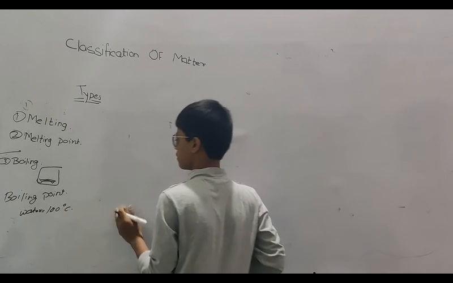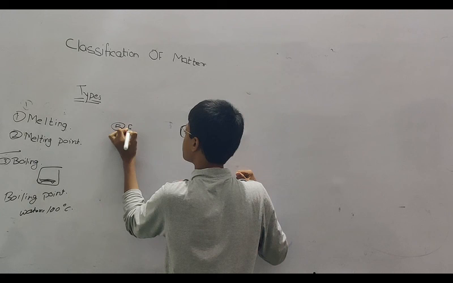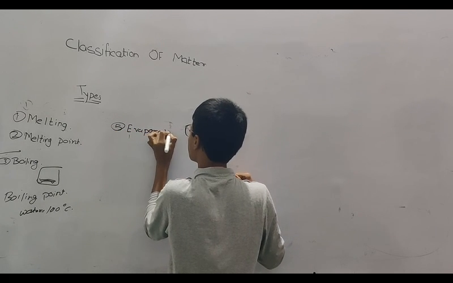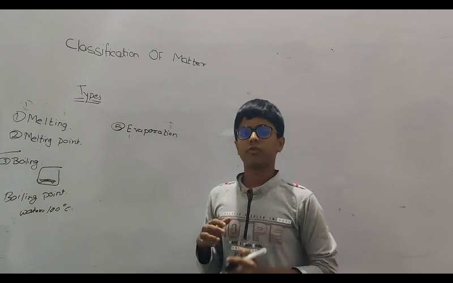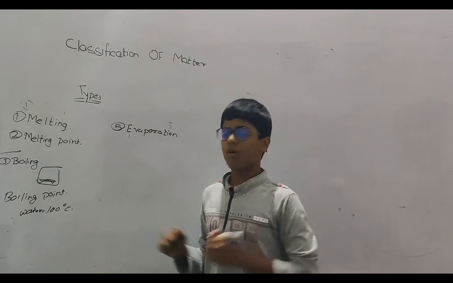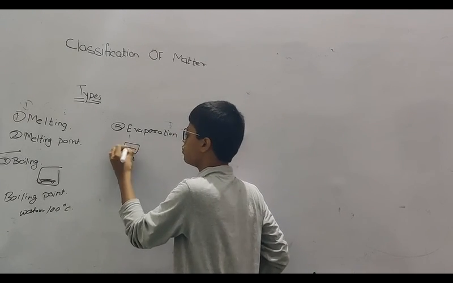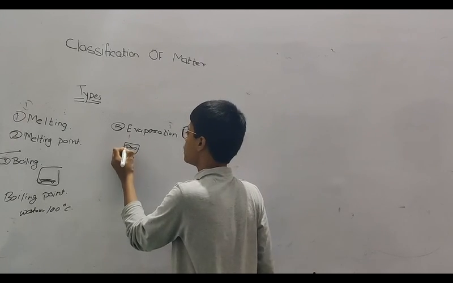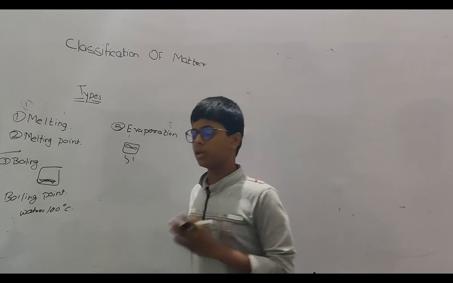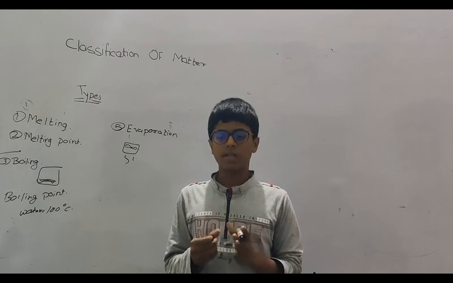Then our fifth is evaporation. Evaporation is a process in which, due to heat, a liquid changes into vapor from the surface. It does not evaporate from the bulk, it evaporates from the surface. This process is very important for the water cycle.